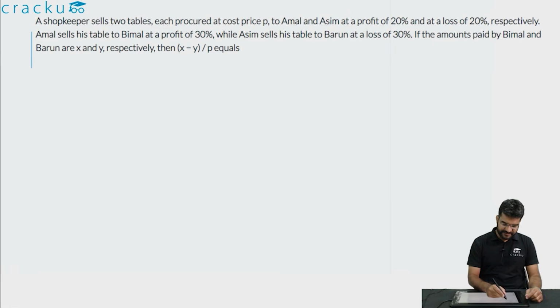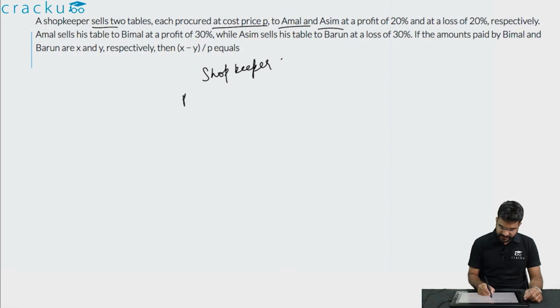In this question, it is given that a shopkeeper sells 2 tables. Each of the 2 tables was procured at a cost price of P to Amal and Asim. So there is a shopkeeper, he has two tables, both of them the cost price is P and P. One he sells to Amal and one he sells to Asim.